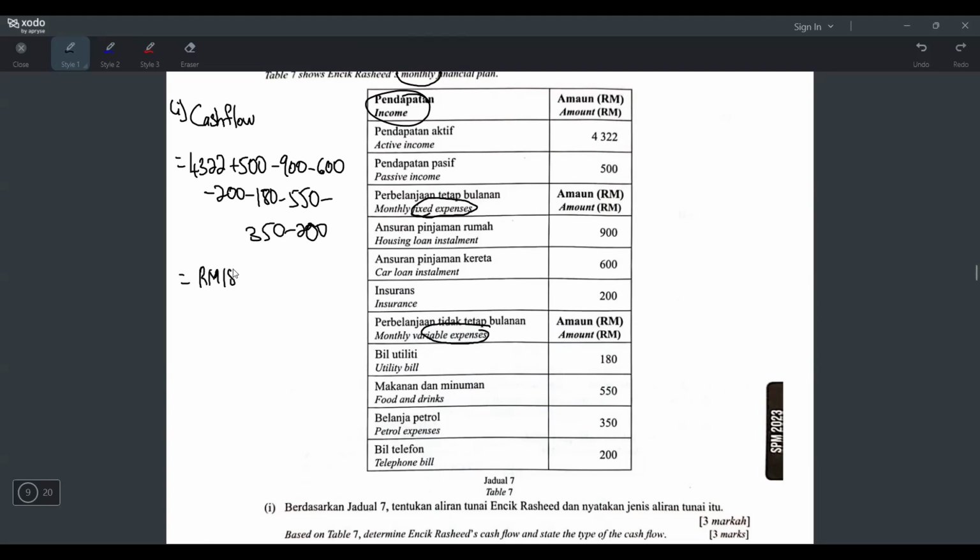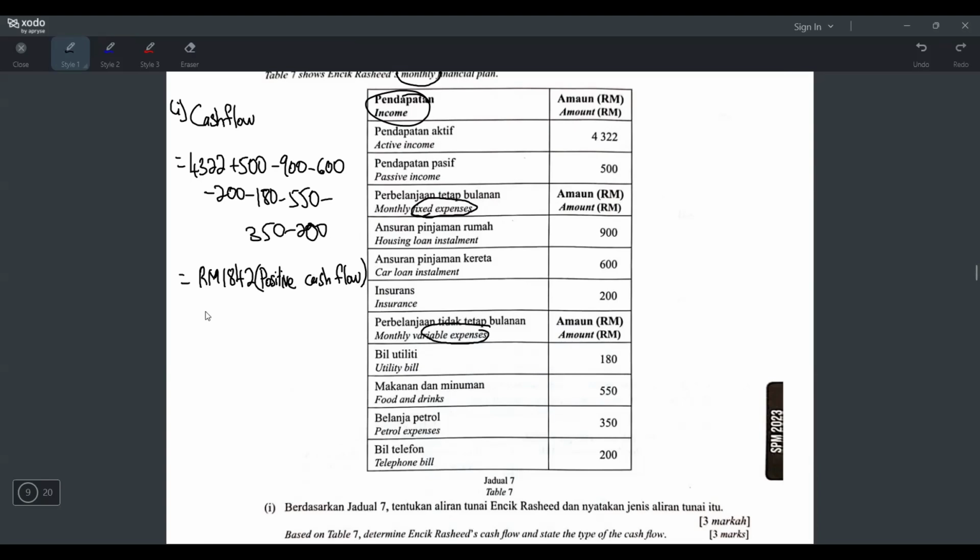RM 1842. Okay. And I always teach my own student, I always tell them after kira the cash flow, make sure you put a bracket and write down whether it's a positive cash flow or negative cash flow. If it's positive, you just write positive cash flow. Okay, now it says state the type of cash flow. So positive cash flow lah. Yeah, the answer is, I already wrote it here.